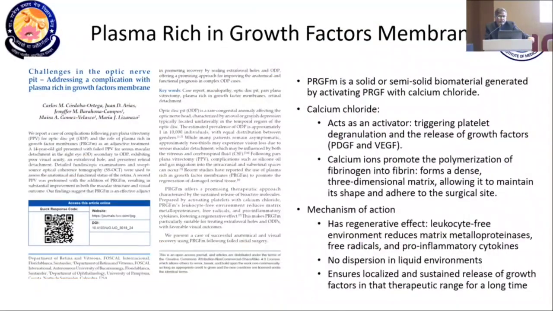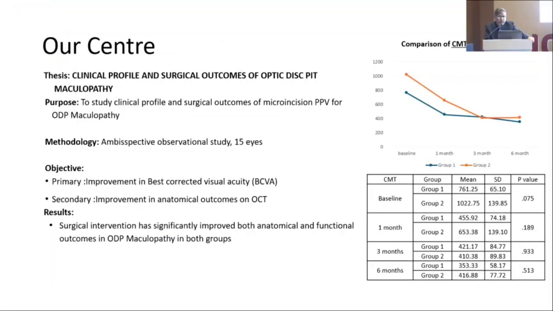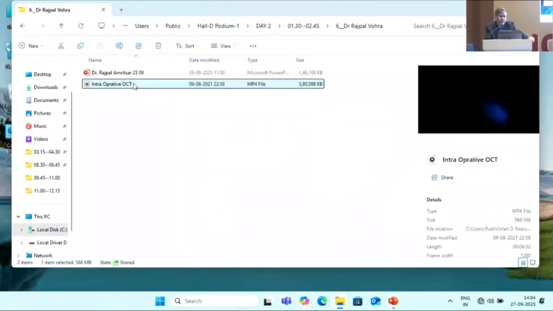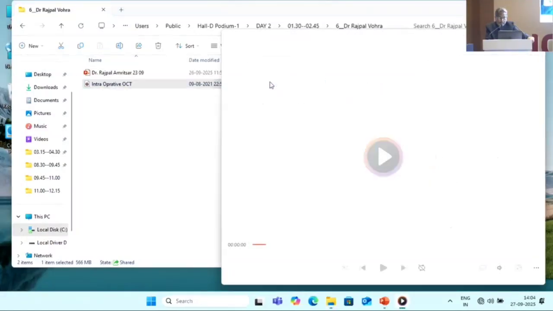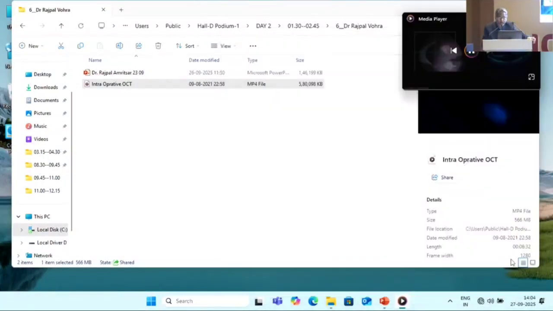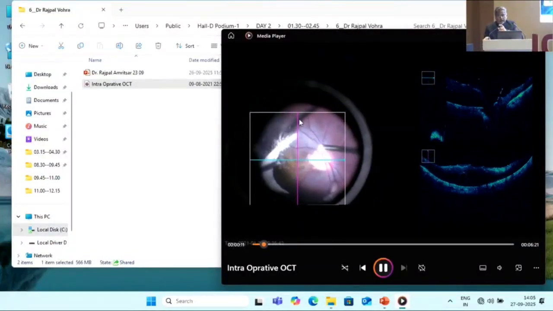Another thing is plasma rich growth factor has been tried, and with ILM flap we have done a study, and we have seen that at 6 months to 1 year there's an improvement in CMT and visual outcome. And there's a video which is just 2 minutes. So this was the initial case 3 years back. We have an AIOCMTC, this is to demonstrate the role of AIOCT in these cases.